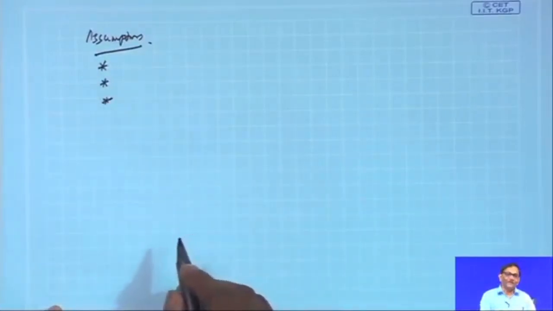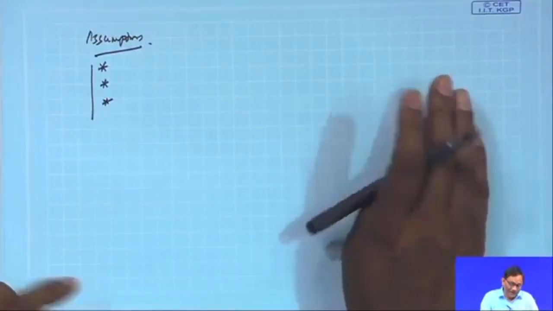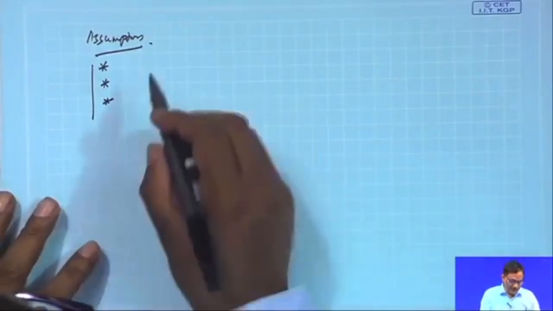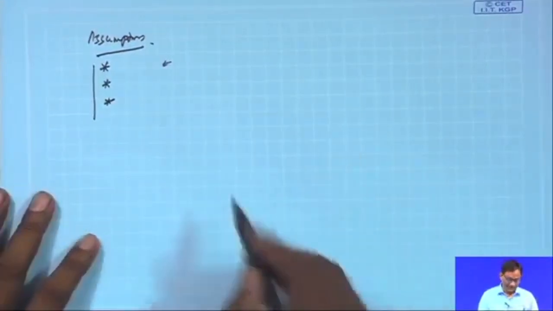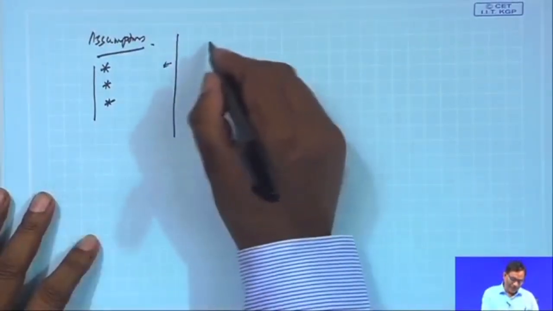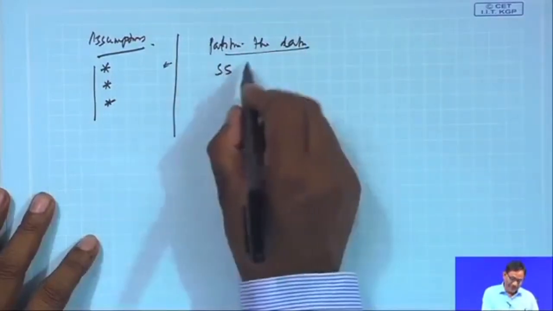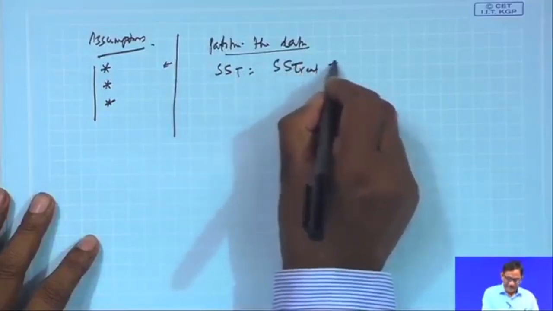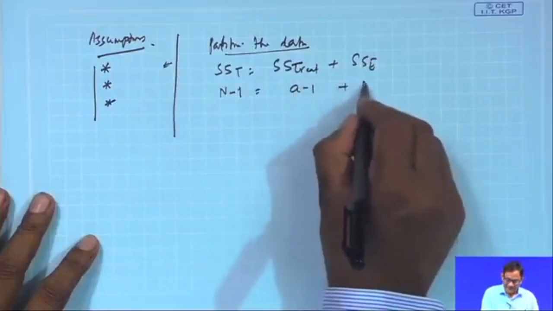And then there are a lot of assumptions for ANOVA: the normality assumption, the homoscedasticity assumption, and independent and identically distributed errors. Those assumptions must be fulfilled, otherwise the results may be erroneous. Anyhow, ANOVA is robust against non-normality, but if there is a heteroscedasticity problem, it is difficult. Then you partition the data into different components: the total sum of squares is partitioned into sum of squares treatment plus sum of squares error, with degrees of freedom n minus 1, and a minus 1 plus n minus a.